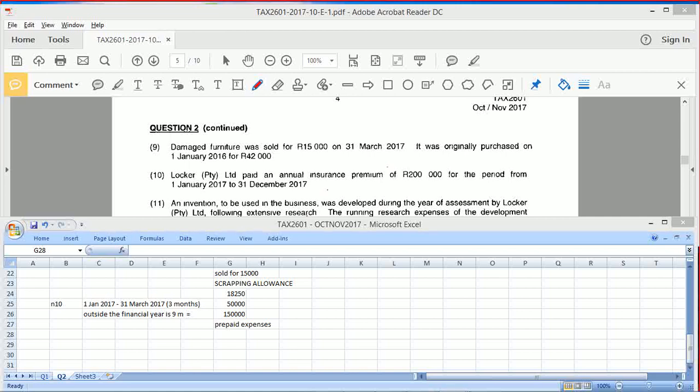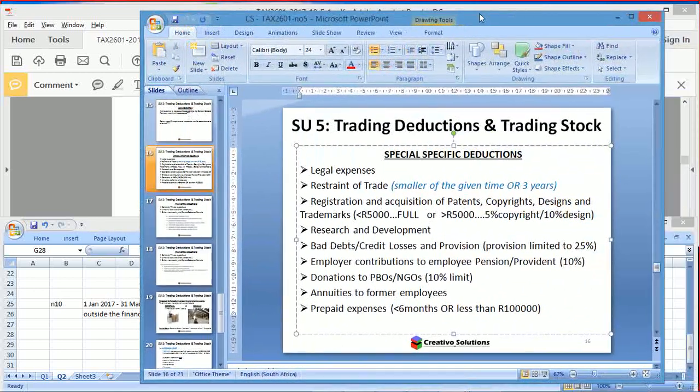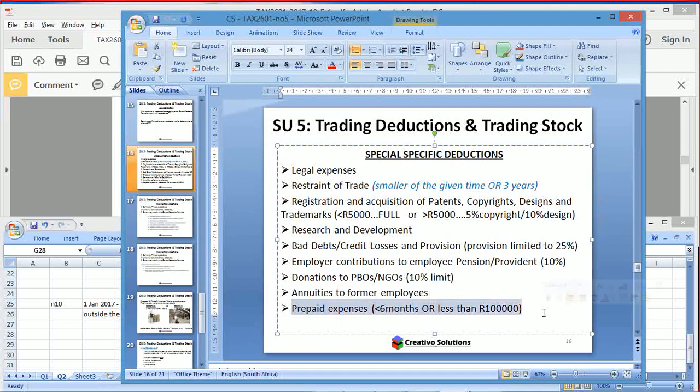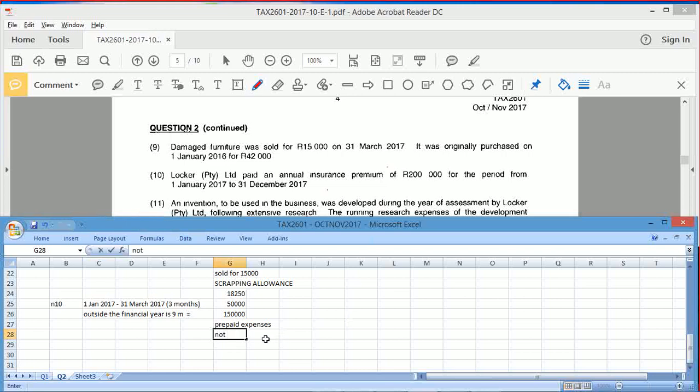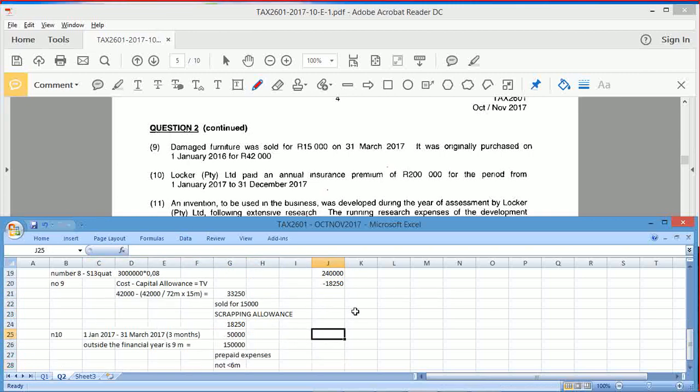So let's go back and just show that. It's in the notes: prepaid expenses, less than 6 months or less than 100,000. Is it less than 6 months? No. Is it less than 100,000? No. If it was, then you would be able to claim the full amount. Does that make sense? Yes, sir. So all I'm going to be able to claim is January's 50,000. Got that? Yes, sir.